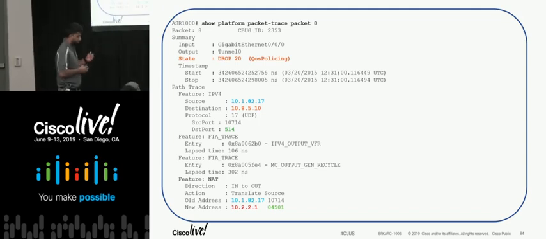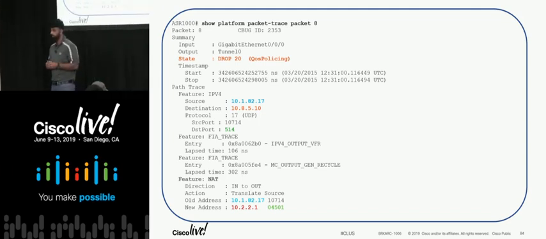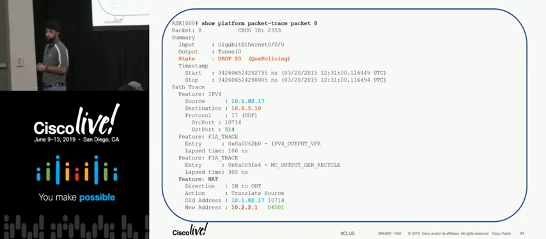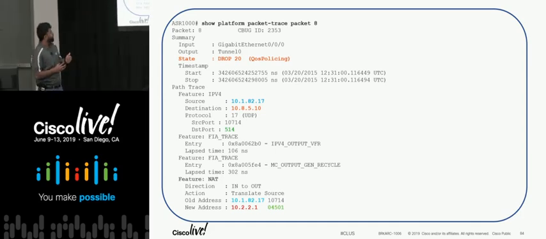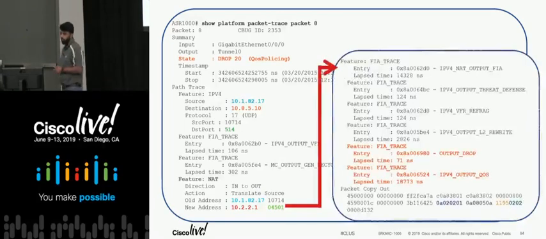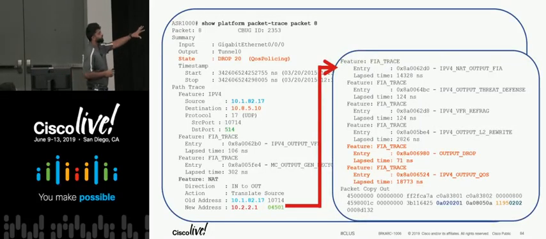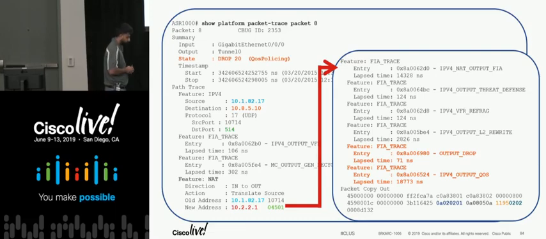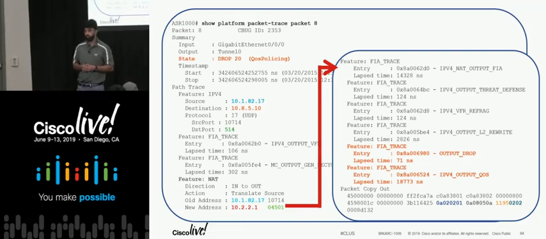So I've just taken show platform packet trace packet number 8, wherein the state gives you the drop 20, and the source and destination port. It also gives you the feature, what the feature is doing, the NAT, the old and new address of the NAT, and a little more details with the FIA, wherein it gives you the feature like FIA trace and the entry and lapse times for that, basically the complete details of it.